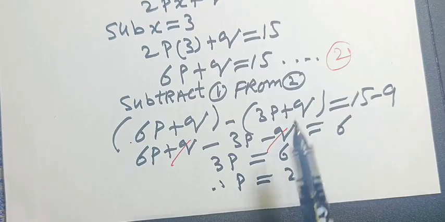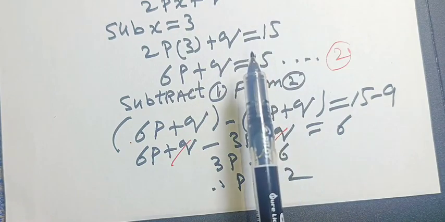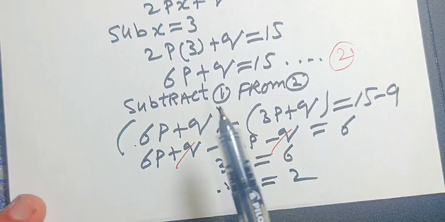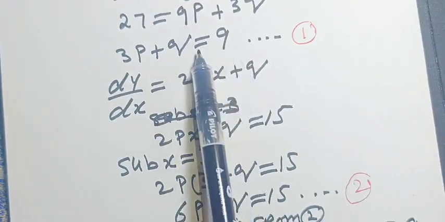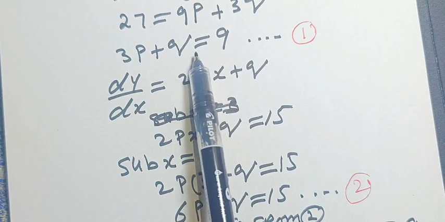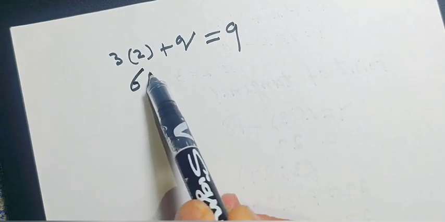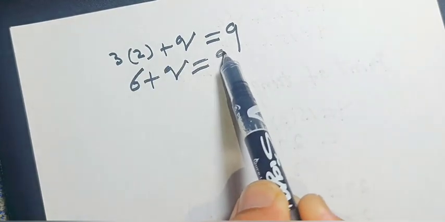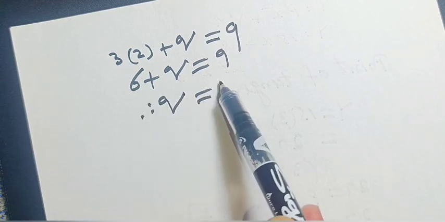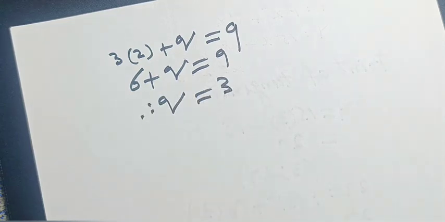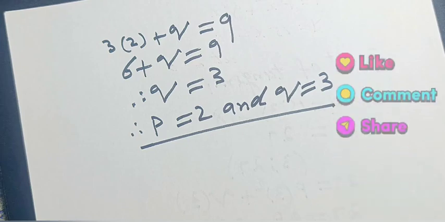You substitute into one of these equations to find q. You can substitute into number 1 or number 2. So let's do it in number 1. Any one you substitute in, you will find the same answer. So in place of p, I put 2, so 3 times 2 is 6, plus q is equal to 9. Therefore q is going to be 9 minus 6, which is 3. So the q value is 3. Therefore the p value is 2 and the q value is positive 3. This is my final answer.